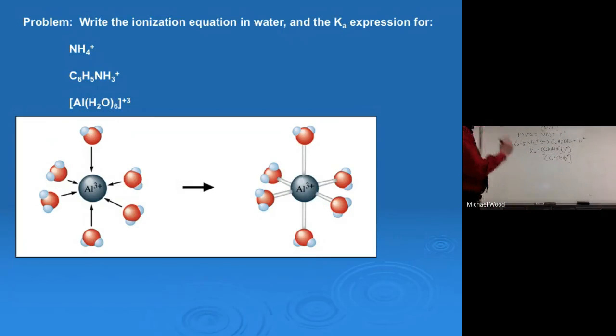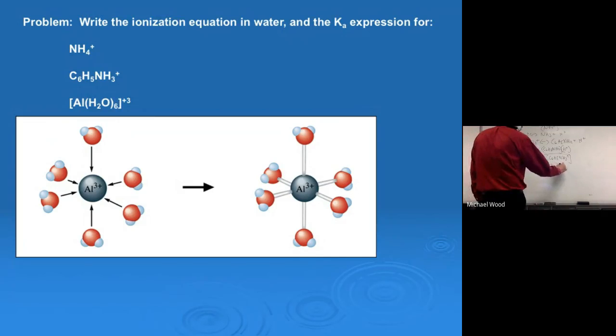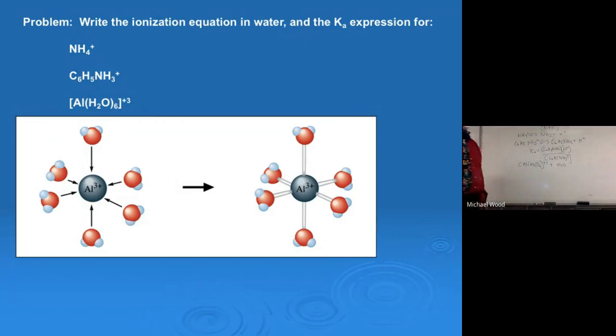The last one's kind of confusing. So I've got Al(H2O)6 3+. This time I'll write it with water, but again, I don't have to really write it with water. I could have done it without water. Now this one's a little bit confusing, but remember, to be an acid, it has to have H.